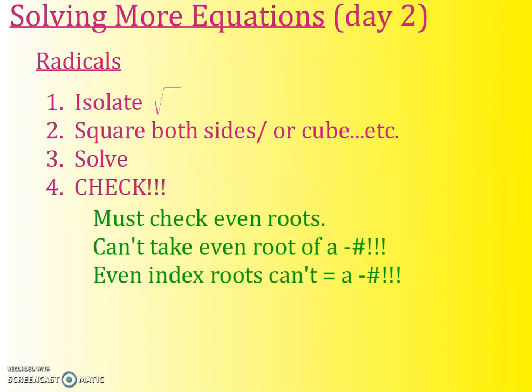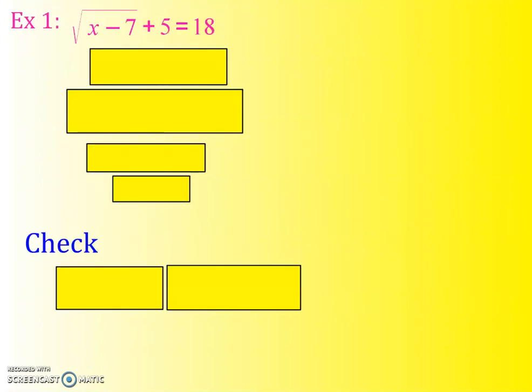Let's look at our first example. This very first one here, our radical is not by itself. We've got to get rid of the plus 5 first. To get rid of plus 5, we're going to subtract 5 on both sides. The radical is now by itself.